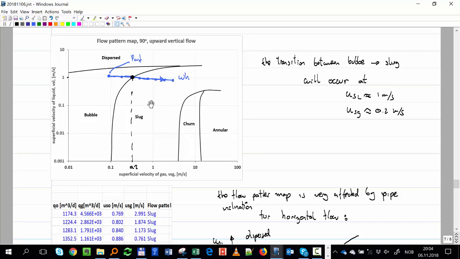And where do you place the stratified in the chart? Well, this is vertical, so you don't have stratified.